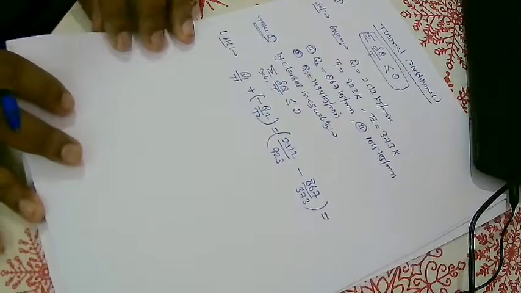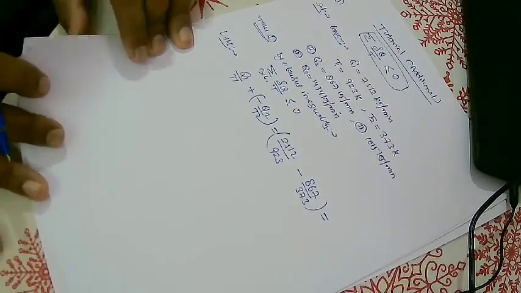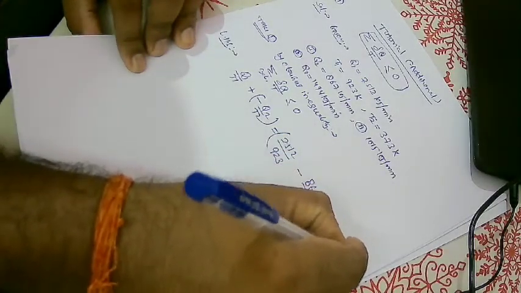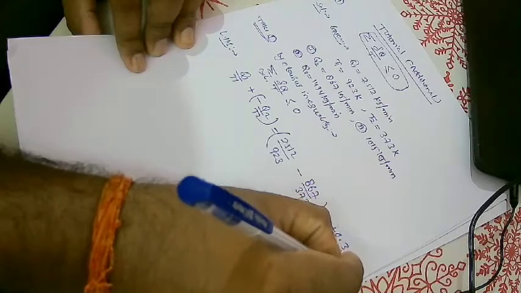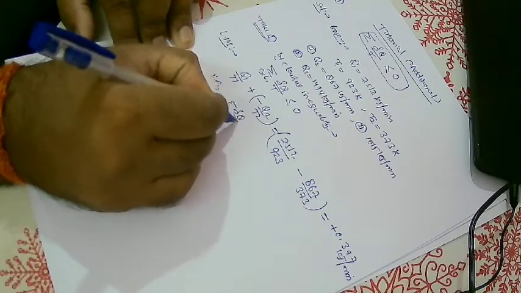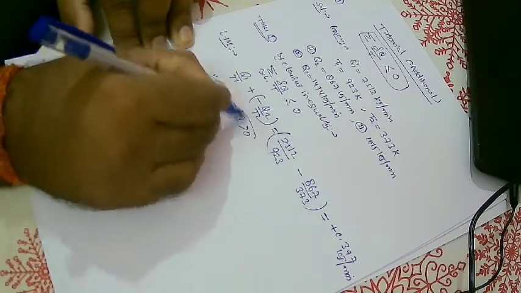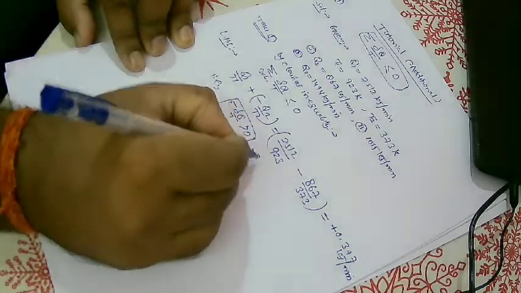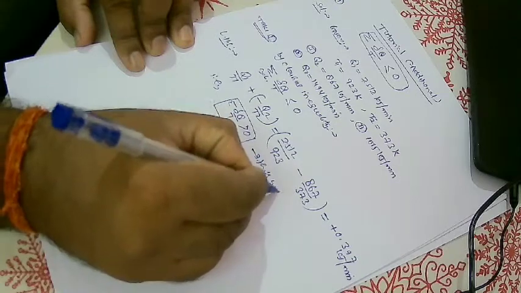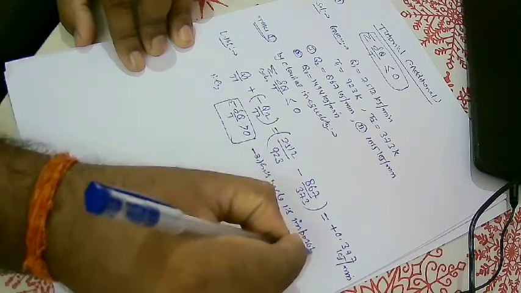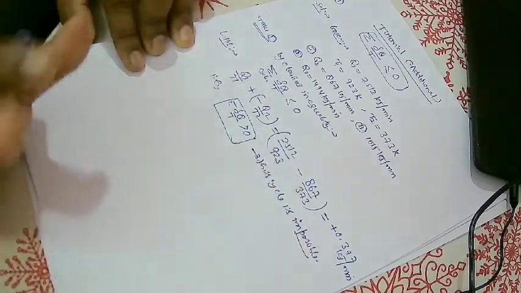use the calculator, and in the first case you will get plus 0.397 kilojoule per minute. So what is happening? The algebraic summation of dQ by T is greater than 0, which is impossible. So this cycle is impossible. The first case is not possible.